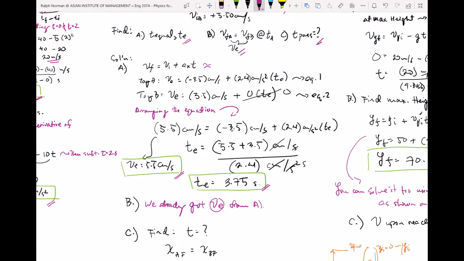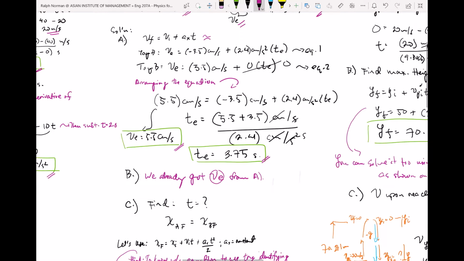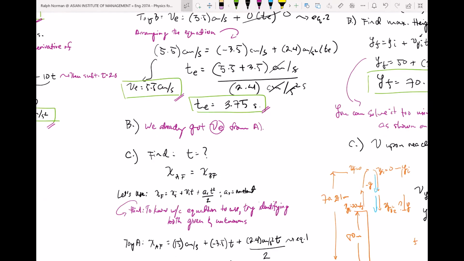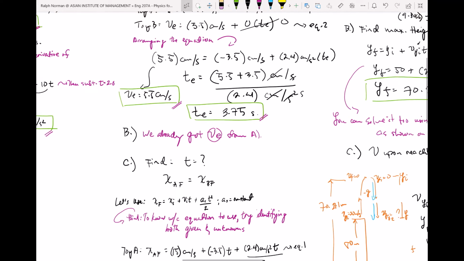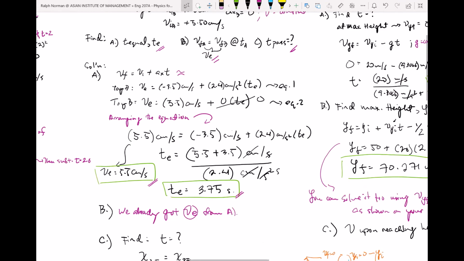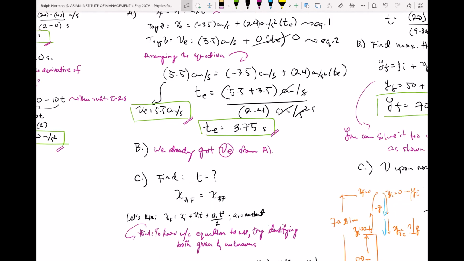Okay, and the last part here is at what time they would pass. So for here, some kind of hint again, to know the equation to use, we should try identifying what are the unknowns and what are the givens for that particular problem. In this case, we're trying to identify time. And we also have to think that if they're going to pass each other, they must have the same final displacement, so to speak.